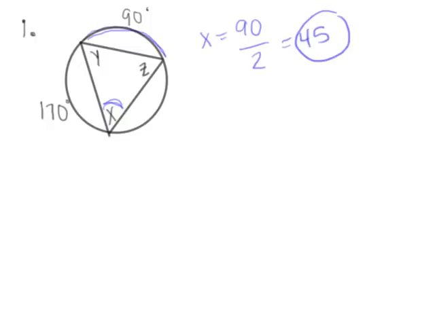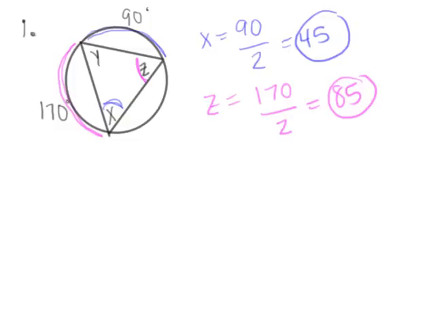We found one letter. Now let's go to a different one. I'm going to go ahead and do Z because we have the intercepted arc out there, and then this is Z, so Z is going to end up being half of that. So 170 over 2, which gives you 85 for this one.